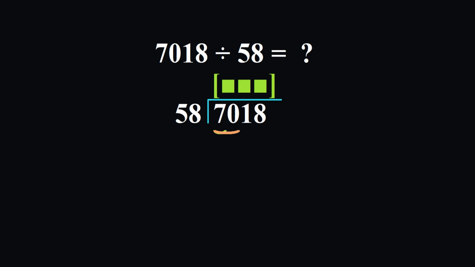How many 58 are in 70? The answer is 1. Now multiply 1 by 58, which gives us 58. Draw a line and subtract 70 minus 58, which leaves us with 12.